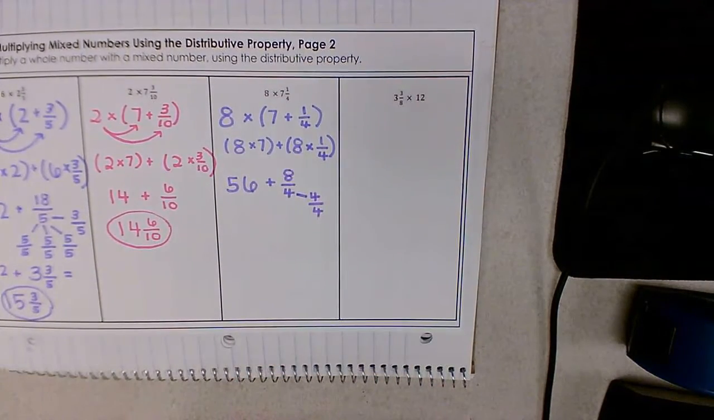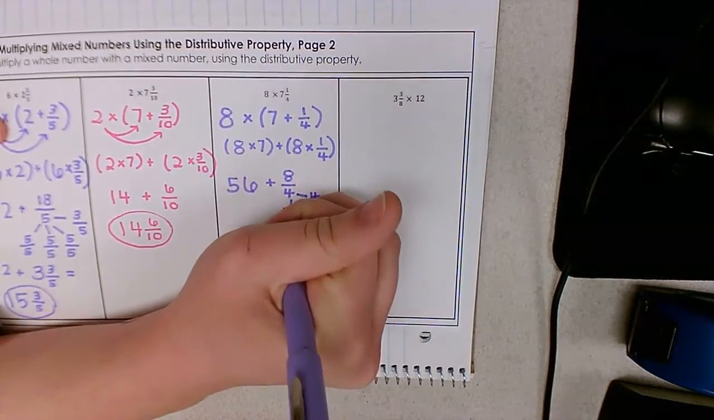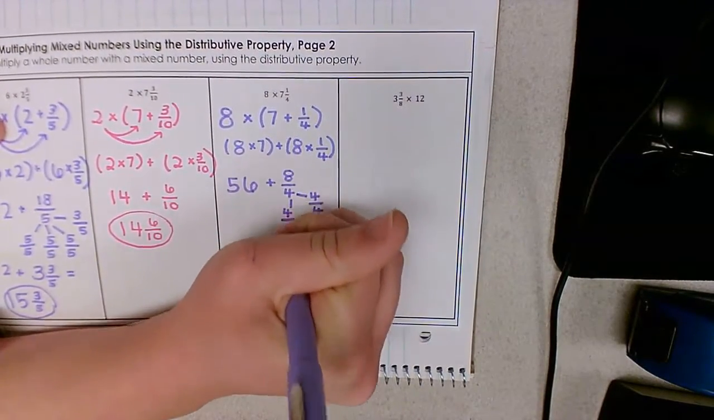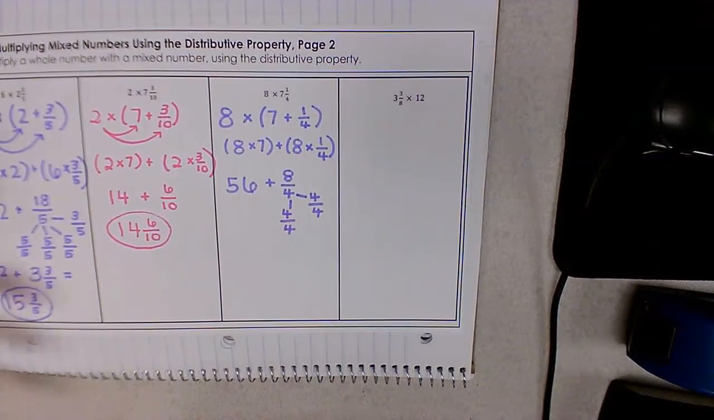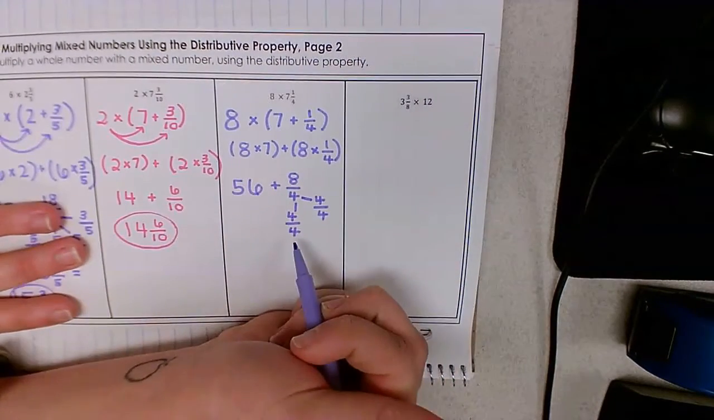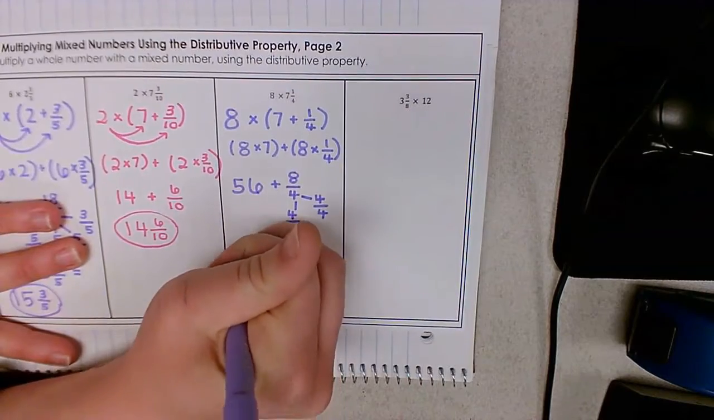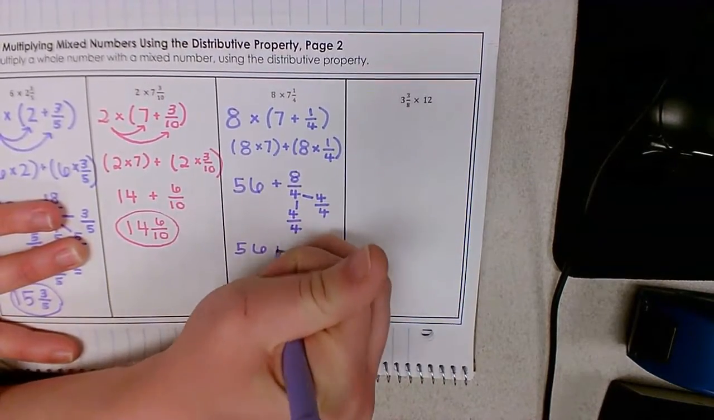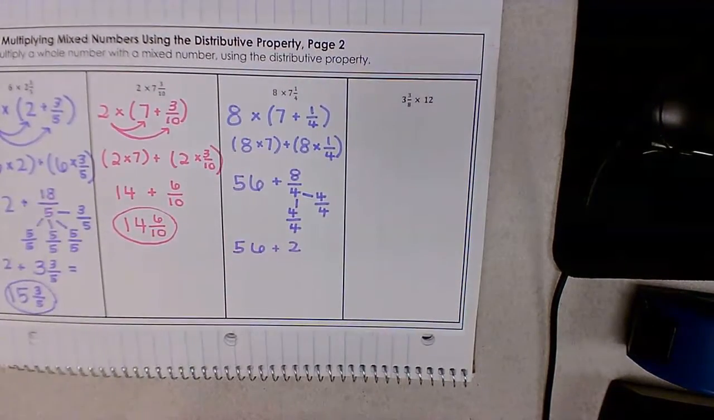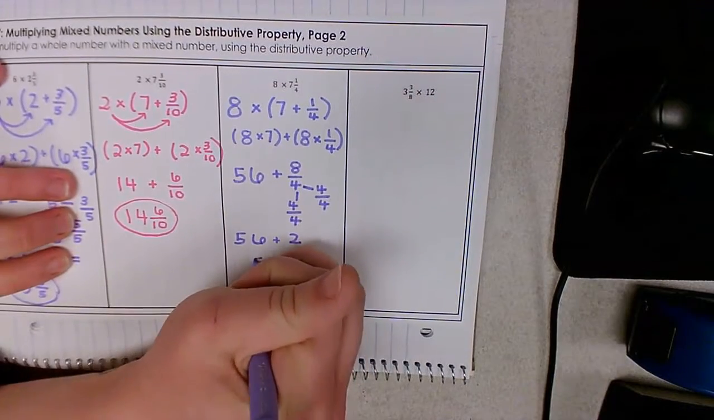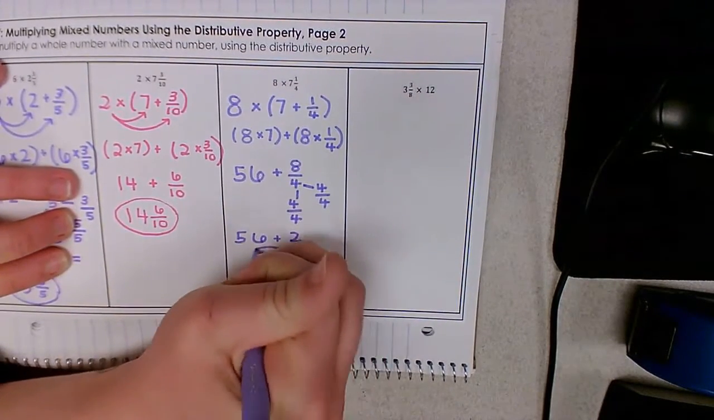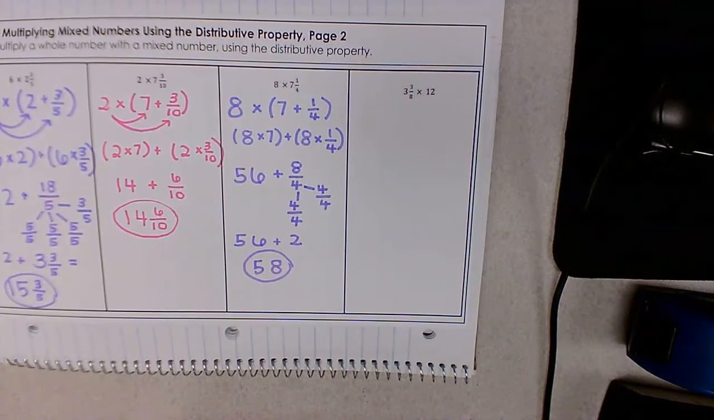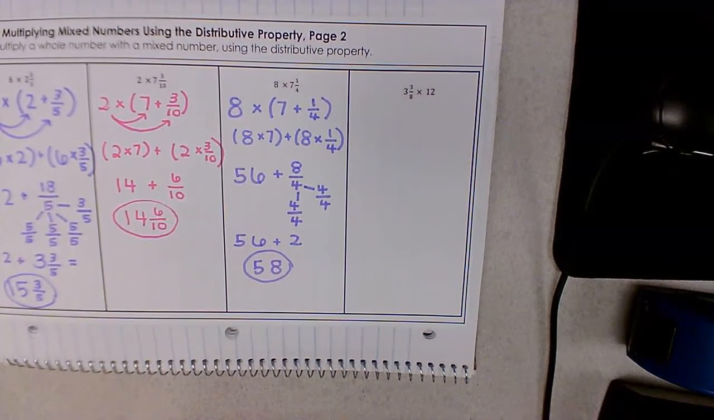I've pulled out 4/4. Do I have enough to do it again? I do for 8. And I can actually just stop there and rewrite 8/4 as the number 2. 1, 2. So this turned into 56 plus 2. 56 plus 2 equals 58. Let's practice one more time before you're on your own for that problem set.